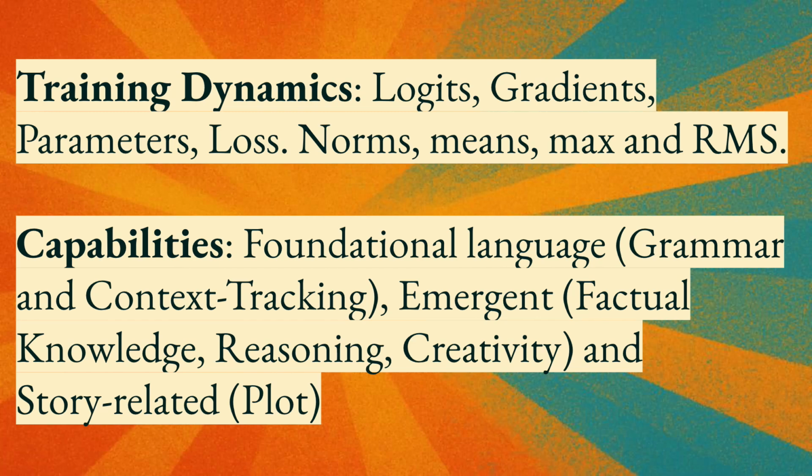So I have 3 categories of capabilities: foundational language capabilities of grammar and context tracking, emergent capabilities of factual knowledge, reasoning, and creativity, and story-related capabilities, which is the plot. So these are the 6 categories that I'm going to use for scoring with my LLM judge, as well as my manual scoring, as I improve the prompts to get my LLM judge scores to match what I think are reasonable scores for the different prompts generated with the existing published TinyStories models.